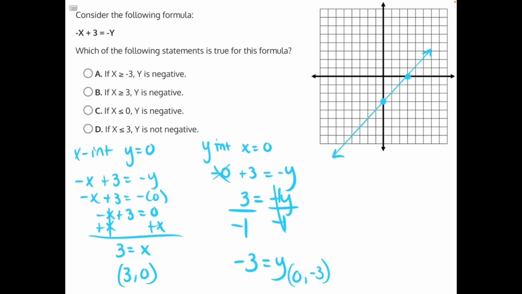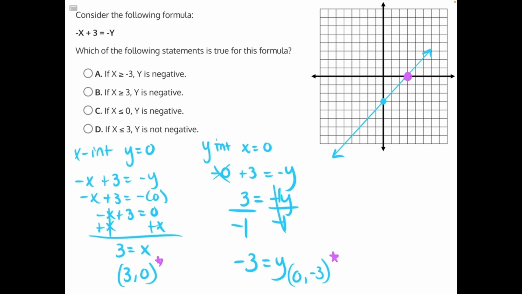Here I have graphed our function using our two intercepts. Our first one at (3, 0), which meant I went to the right 3 and up 0. And then our second one, (0, -3), I went down 3 and to the right 0. Now we can take a look at this function, analyze it, and use that information to find our correct answer.